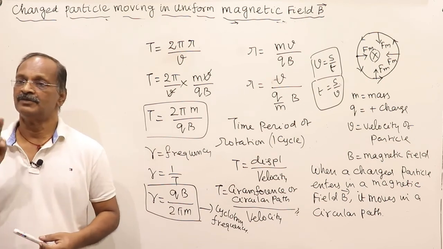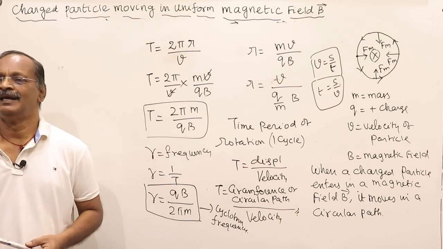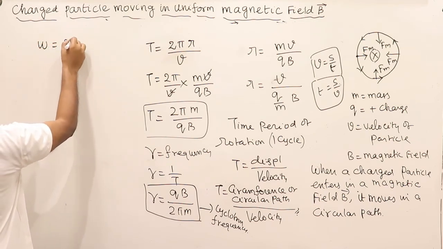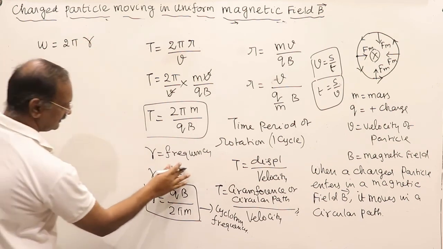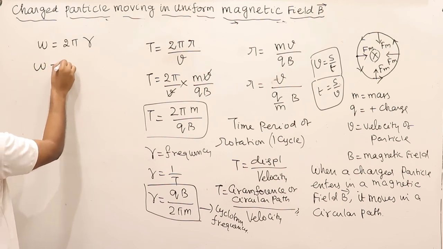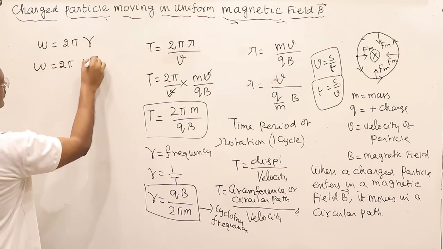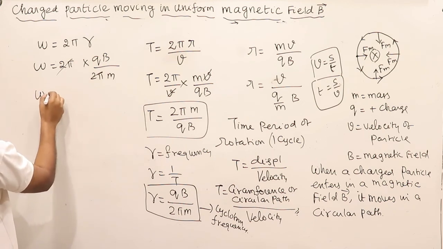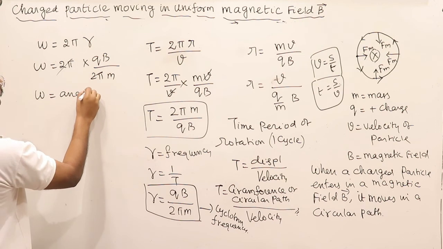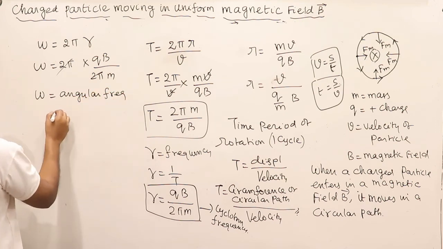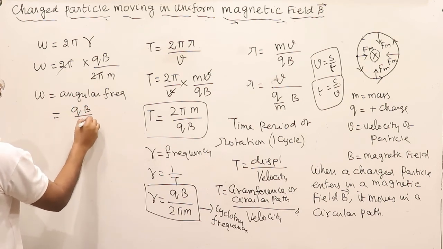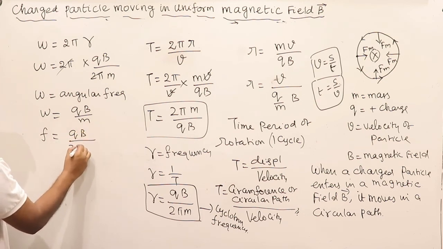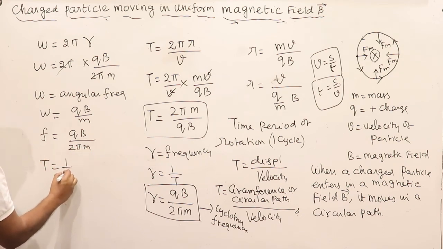When a charged particle moves perpendicular to a magnetic field, it moves in a circular path in the magnetic field. Now we have to find out the angular frequency. Angular frequency is equal to 2 pi into linear frequency. This is linear frequency. So angular frequency is equal to 2 pi into qB by 2 pi m. This cancels. So angular frequency is equal to qB by m, and the linear frequency is equal to qB by 2 pi m, and the time period is equal to 1 by frequency.